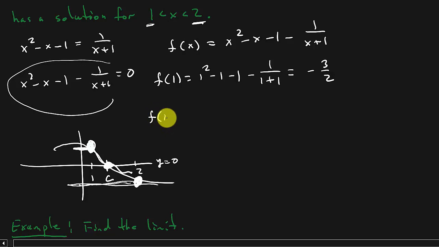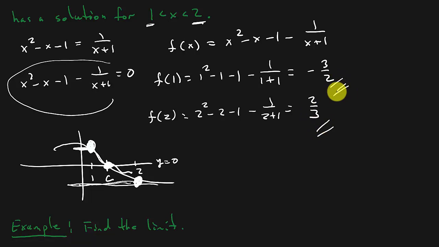And so then if I do f of 2, that's 2 squared minus 2 minus 1 minus 1 over 2 plus 1. And that is equal to 2/3. So you can see there we just showed it. We showed that one's positive, one's negative, and so that means somewhere in between 1 and 2 there has to be a 0.